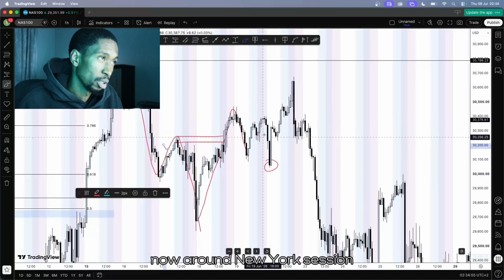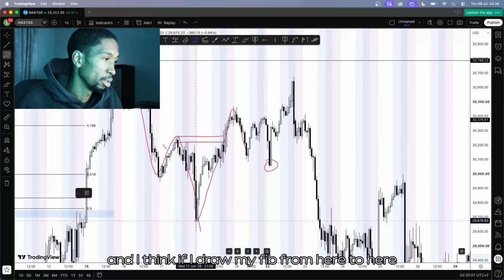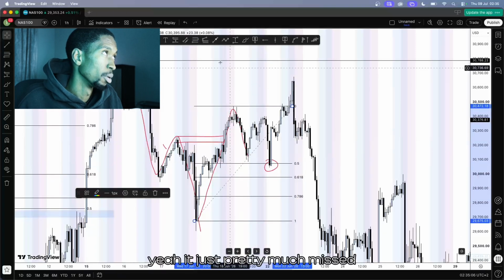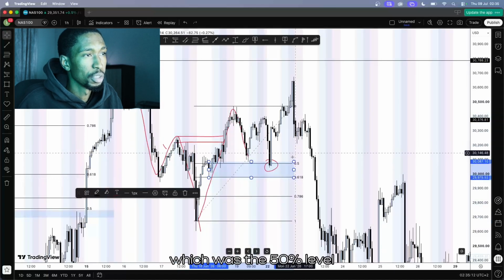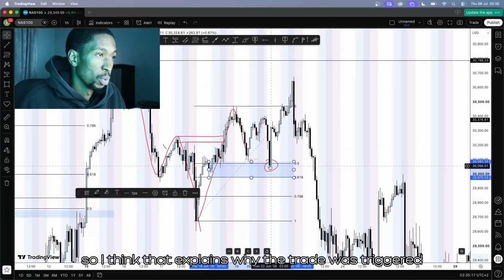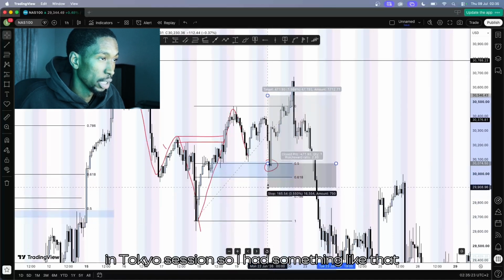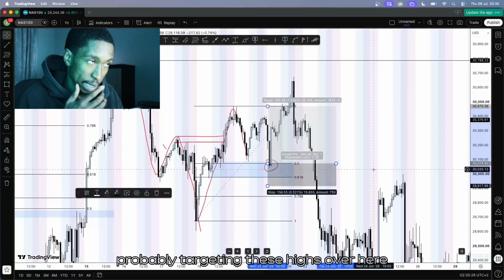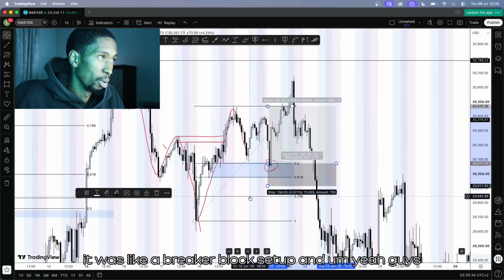Now around New York session, price was in at the area at which I wanted to buy, and I think if I draw my fib from here to here, yeah, it just pretty much missed the area at which I would have liked to buy, which was the 50% level. So I think that explains why the trade was triggered in Tokyo session. So I had something like that, probably targeting these highs over here. So yeah, it was like a breaker block setup.